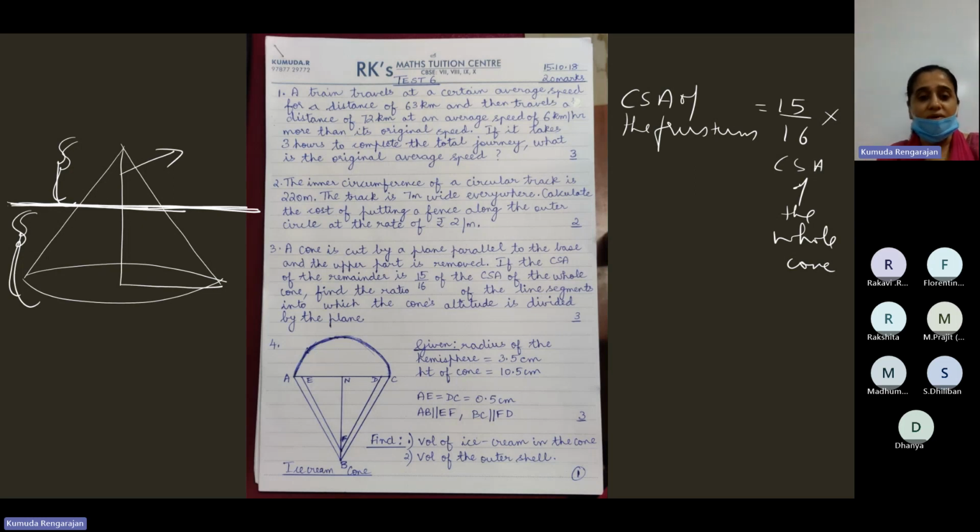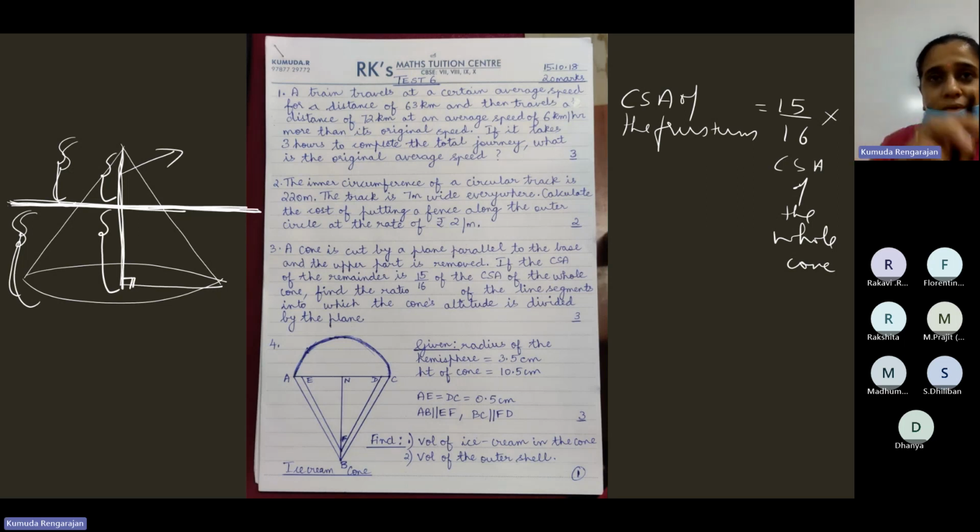Now what is it we have to find? We need to find the ratio of the line segments into which the cone's altitude is divided by the plane. So this is the altitude of the cone. See here? Since this cutting plane cuts the axis of the cone, or the altitude of the cone, into two pieces, one here and one here, these are the two segments of the altitude of the whole cone.